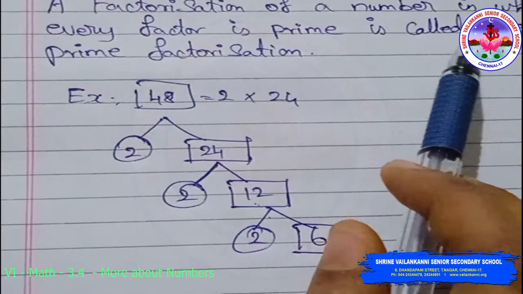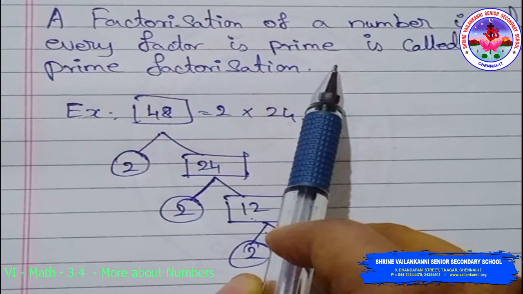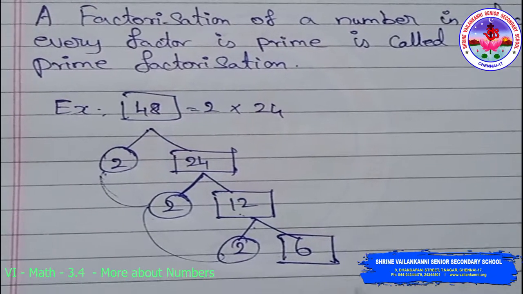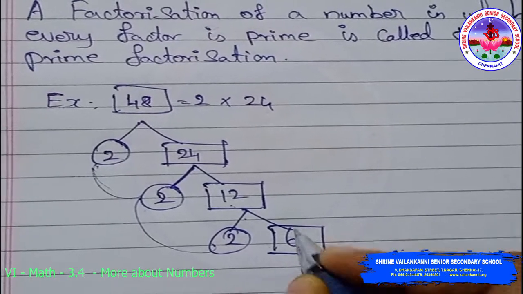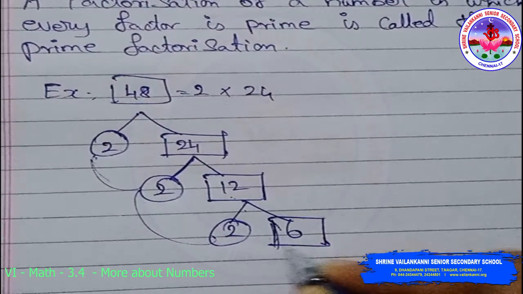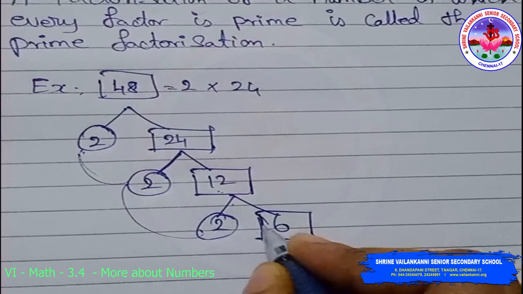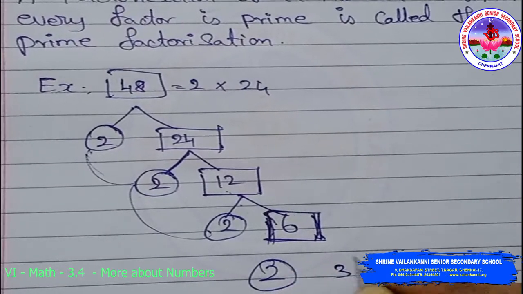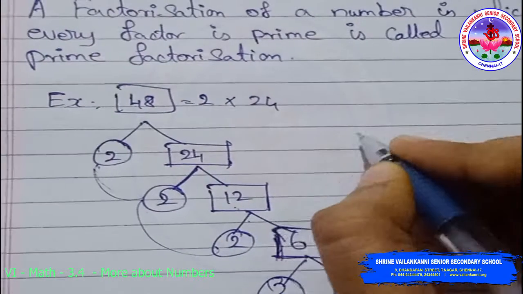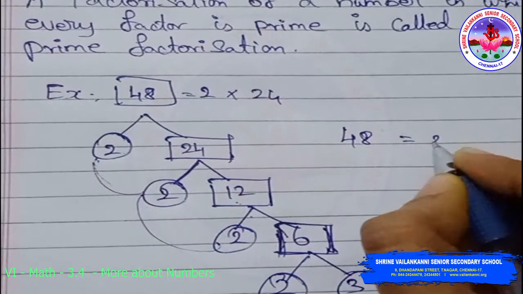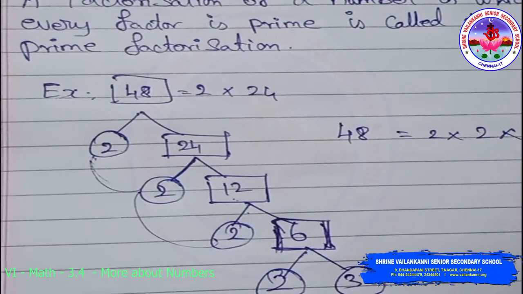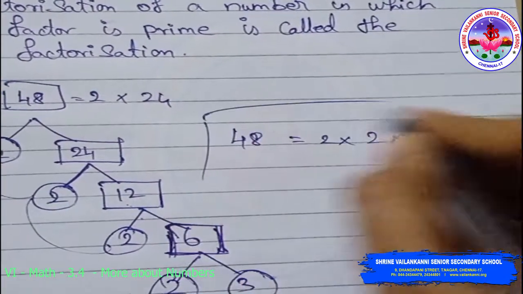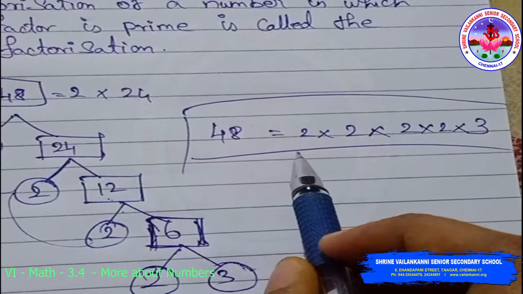Here, in the prime factorization every factor is a prime number. So the factors are 2, 2, 2; 2 is a prime number. 6 is a composite number, so we find its prime factors: 2 into 3. Now the factors of 48 is equal to 2 into 2 into 2 into 2 into 3. These are the prime factors of 48.